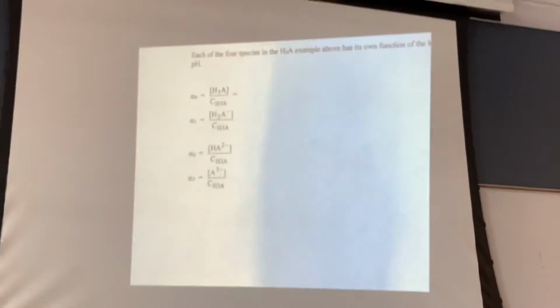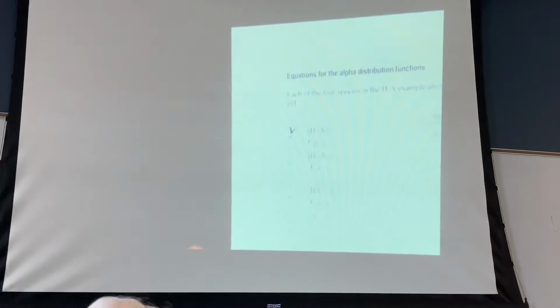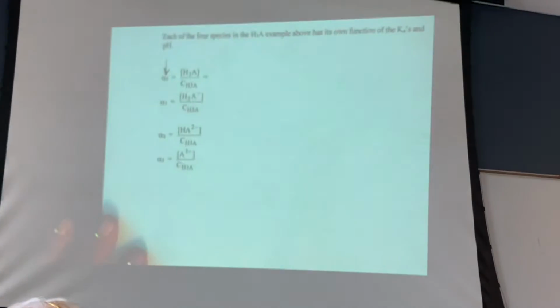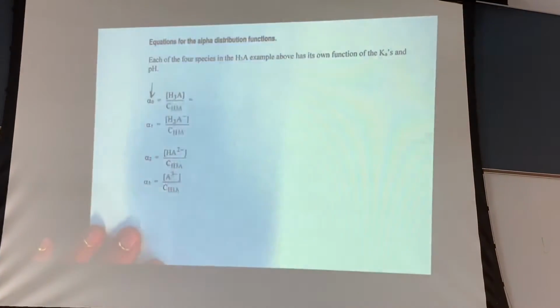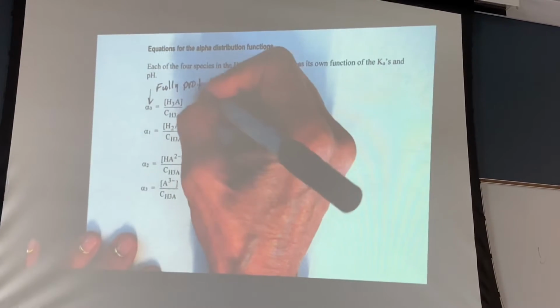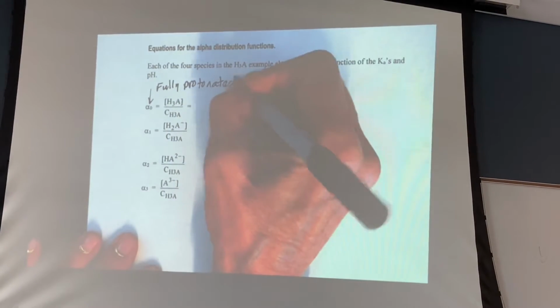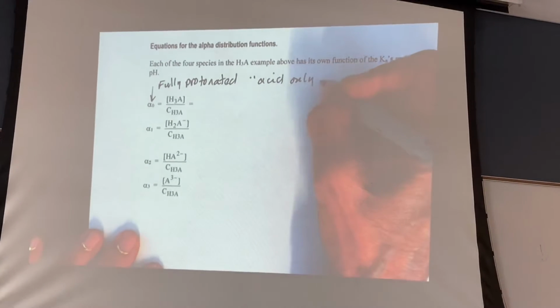What do they look like? Notice the subscript. For the terminology here, we always start with alpha 0 is the fully protonated. It is the acid only species for that system.